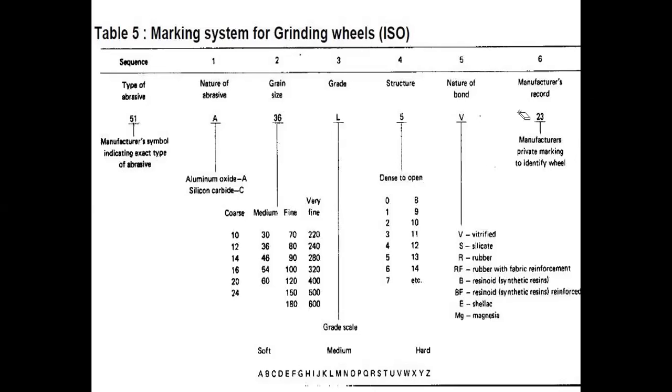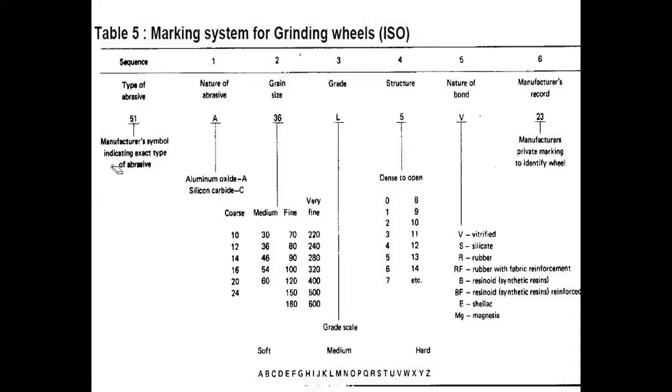This is the manufacturer specification. The first letter represents the manufacturer symbol. This is the symbol or number given to the manufacturer, for example Honda. Honda is represented by some number, like 45, 46, 70, or 90. That number represents the grinding wheel manufactured by that manufacturer, maybe Honda.